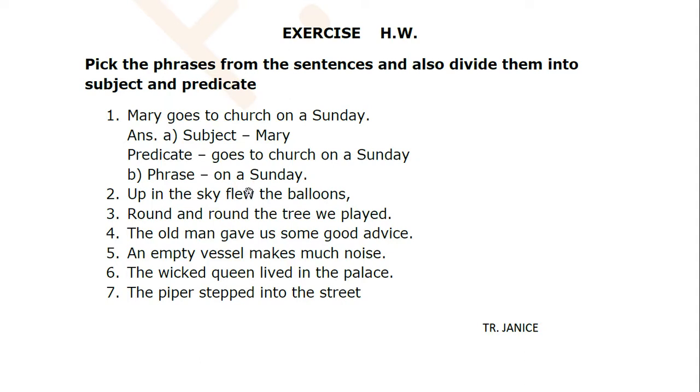This flew is the action. Now, who is doing this action? Not up in the sky, but the balloons are doing the action. The balloons are flying. So your subject is the balloon. Subject is what? The balloons. Clear? And the rest of it from here till here, all this means up in the sky flew. This part is your predicate.